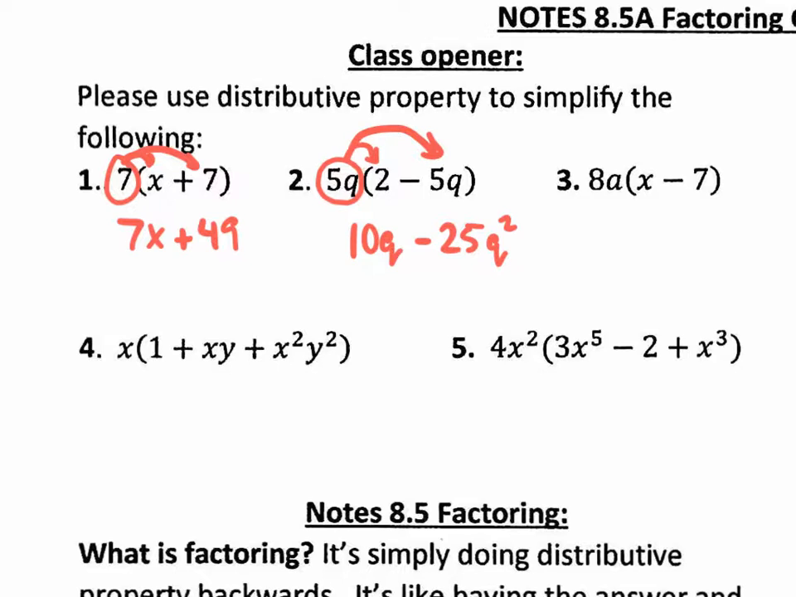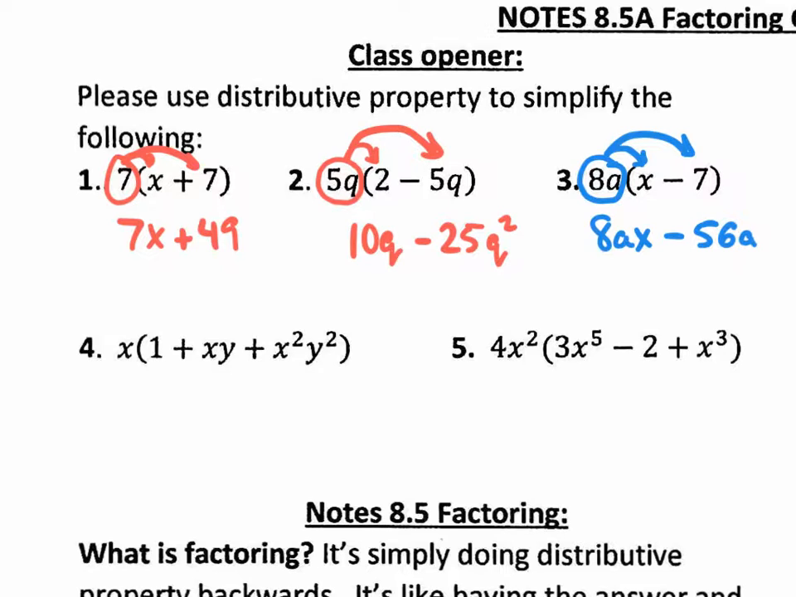We have an 8a right here, Ismail, that we need to multiply by x. So 8a times x, what is that? 8ax. You simply put them together, right? Then you go 8a times negative 7, and what do we get? Negative 56, and what about the a? You just bring it down. So our answer is 8ax minus 56a.